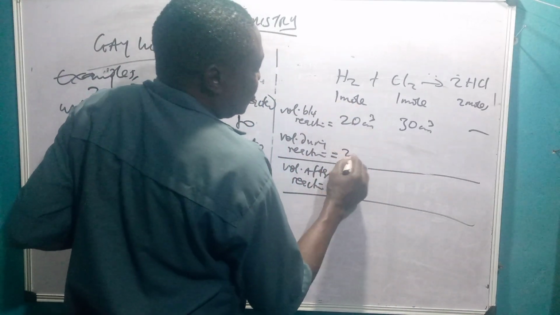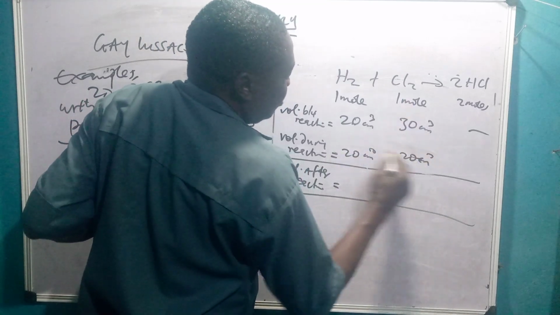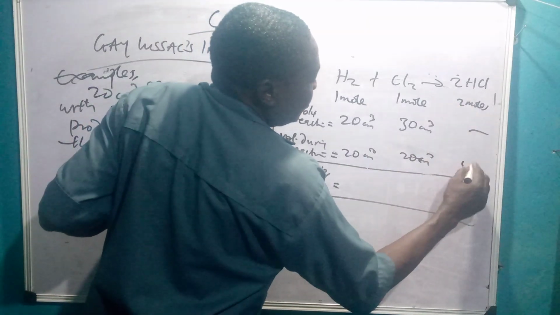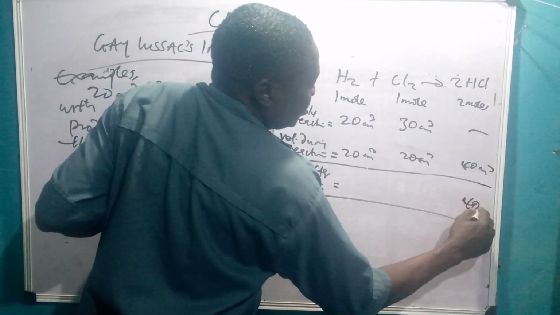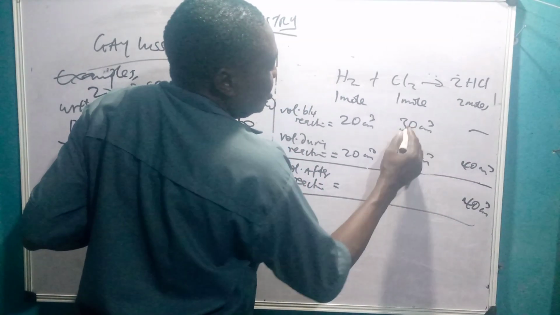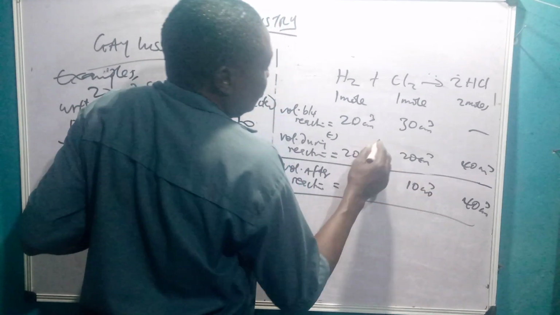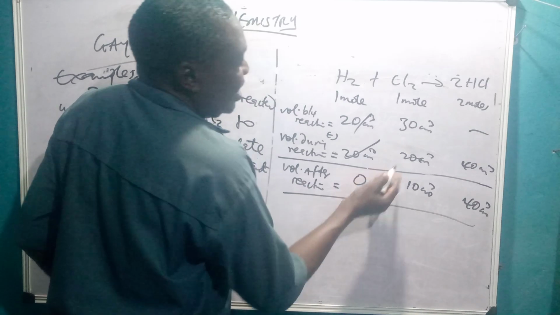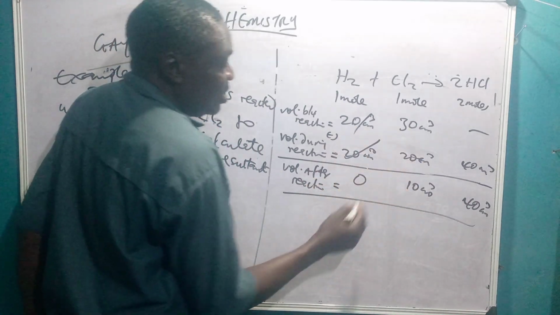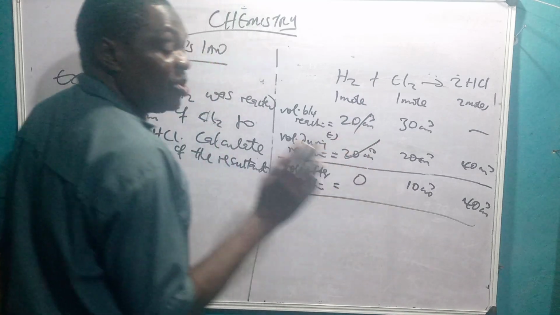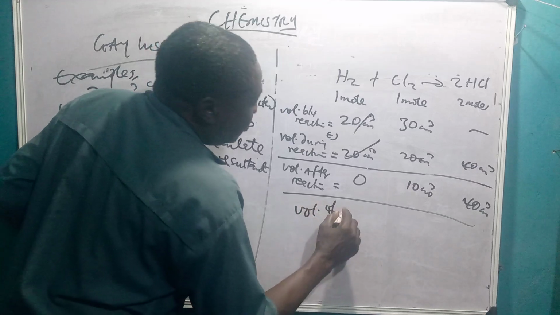When it was 1 mole, it was 20 cm cube. Wherever you have 1 mole, you put 20 cm cube. Here is 2 moles, it means 40 cm cube. Then the product here will remain 40 cm cube. Here you subtract, and you have 10 cm cube. This one will cancel out to give you 0. So you see that the value you are having is either equal or less than, so you have the unreacted here. So the possible questions you'll be asked, you say volume of unreacted.